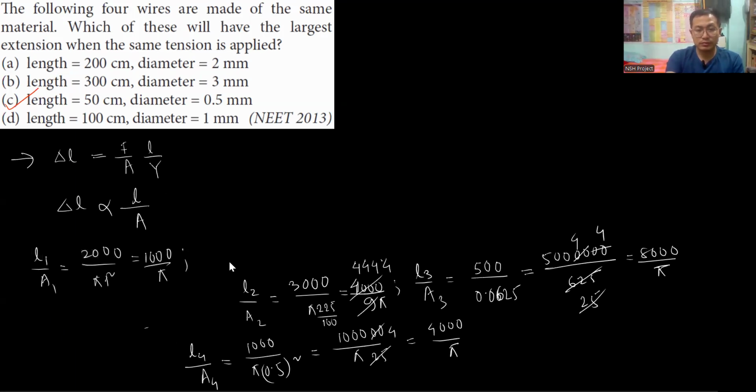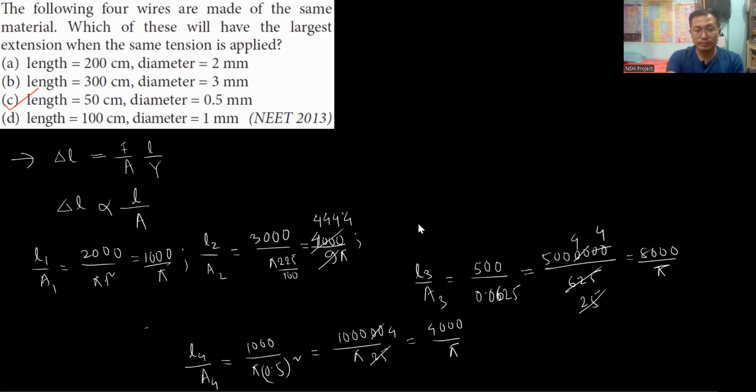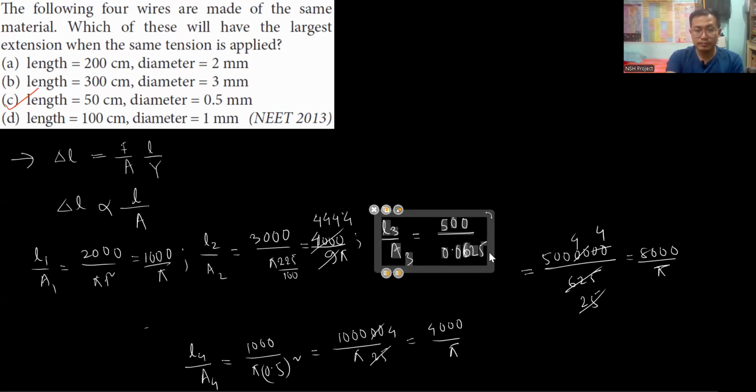2,000 or 1,000? L1 A1. This has to be 2,000. So 1,000.